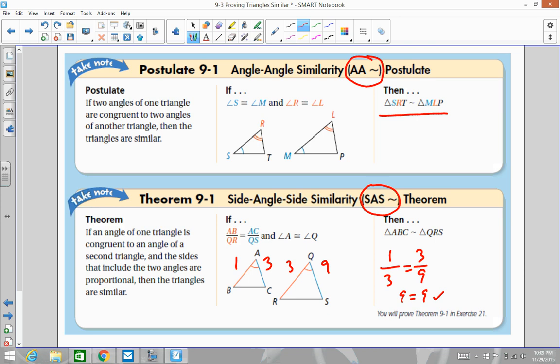You have to have measures for this. You can't solve with algebra to get this. You have to know these.